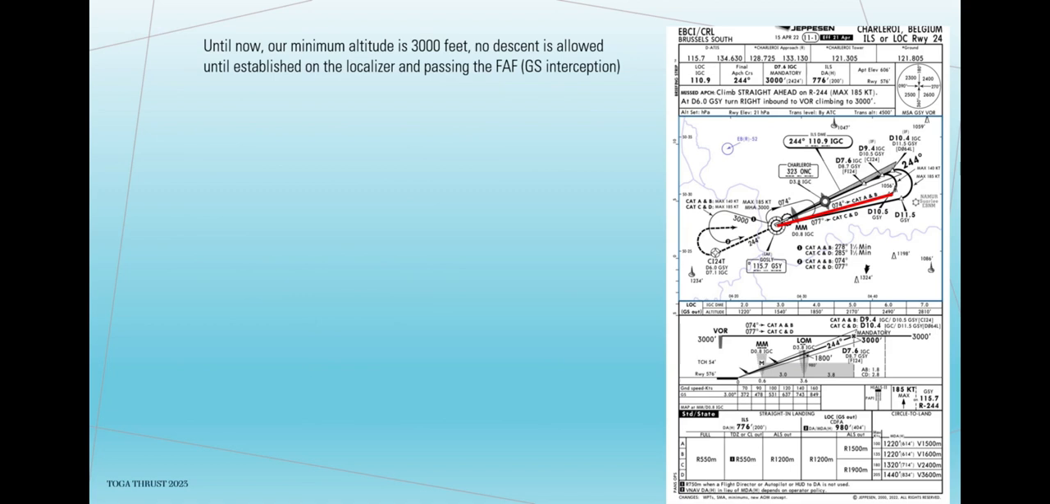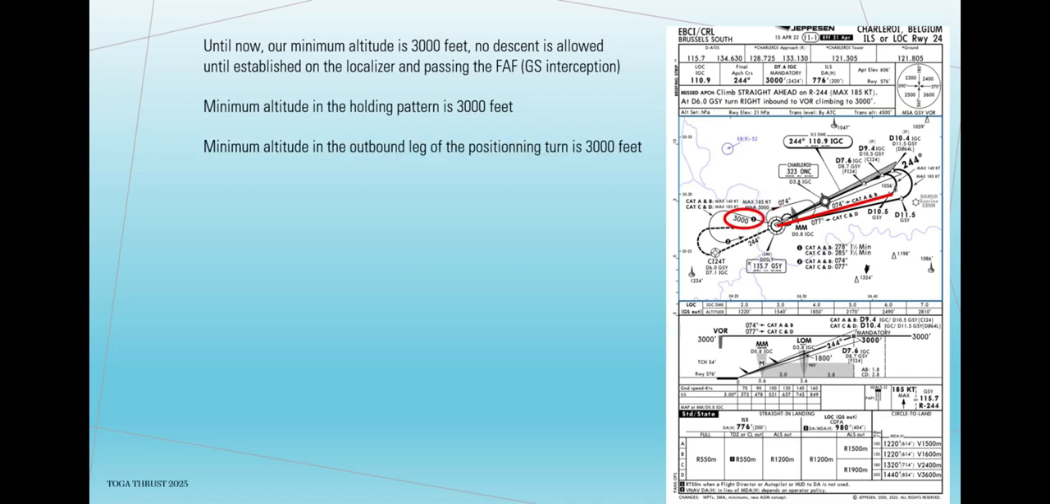Until now, our minimum altitude is 3,000 feet. No descent is allowed until established on the localizer and passing the final approach fix, glide slope interception. Minimum altitude in the holding pattern is 3,000 feet. Minimum altitude in the outbound leg of the positioning turn is 3,000 feet.